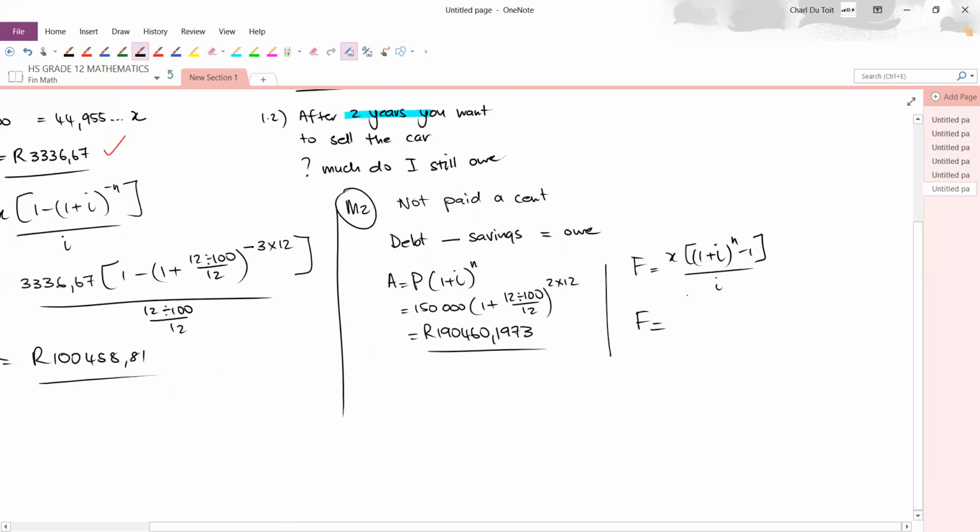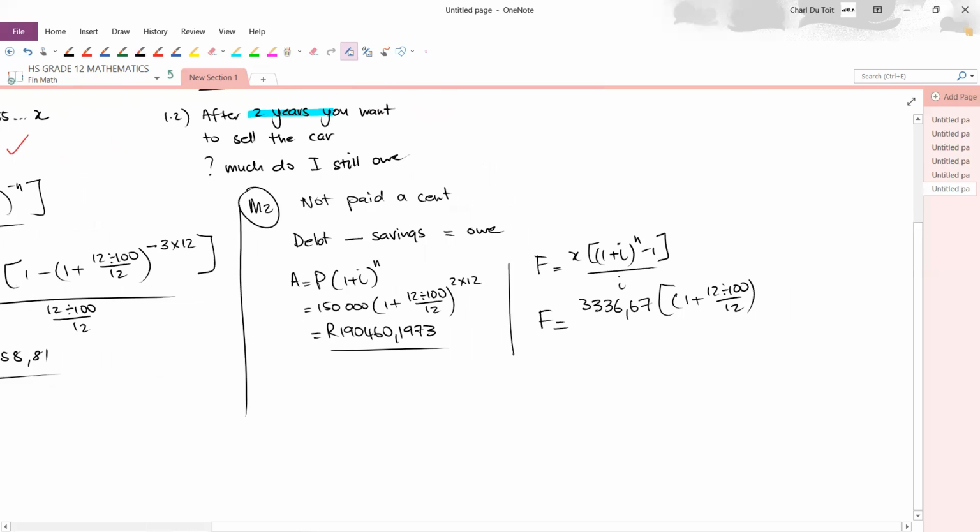So after 2 years, I've got so much money in the bank, 3,336.67. And that accumulated at an interest of 12 divided by 100 over 12, also for 2 years. So it was also 24 minus 1 over 12 divided by 100 over 12. So this is the future value of my savings.